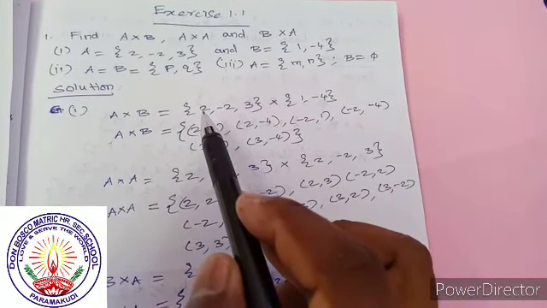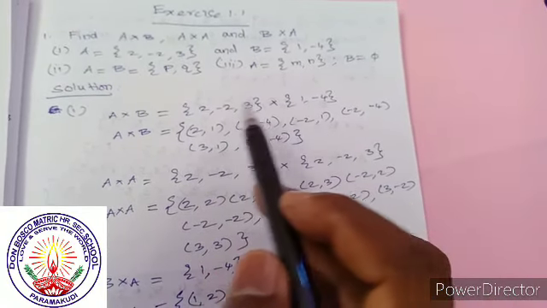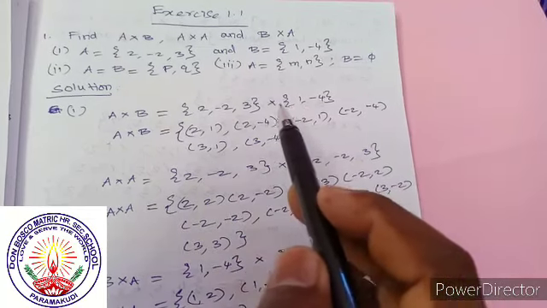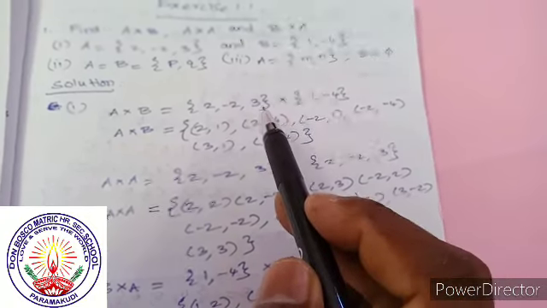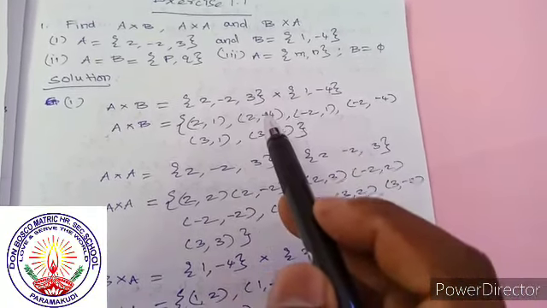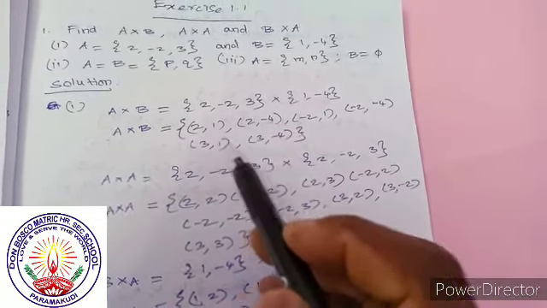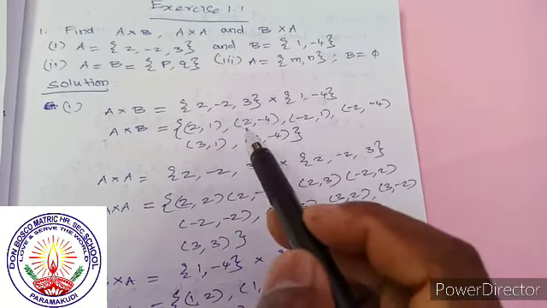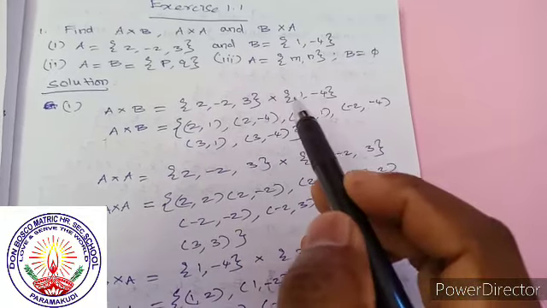So take first element 2, here one element 1: (2, 1), next one (2, -4). Like that, (-2, 1), (-2, -4). Next one (3, 1), (3, -4). So (2, 1), (2, -4), (-2, 1), (-2, -4), (3, 1), (3, -4) is A cross B. So you have to be very careful. First elements belong to the first set, second coordinates belong to the second set.